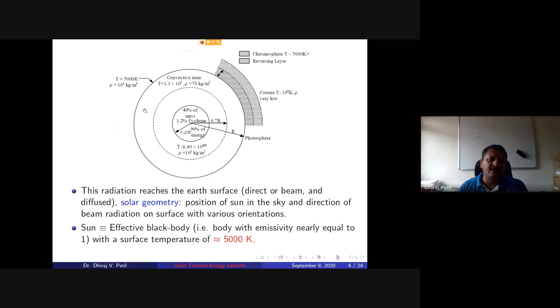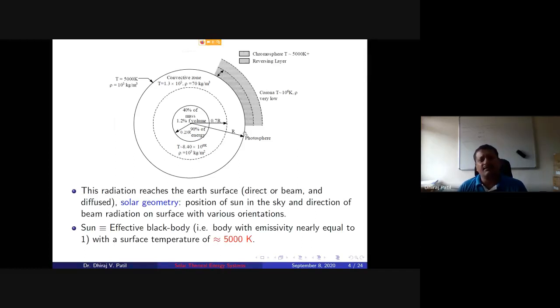So as we said, the sun is nothing but a body which is radiating energy, and it is also known as an effective black body, where the emissivity is nearly equal to 1, and with a surface temperature of 5000 Kelvin. So this is a very important factor in order to do any simulations or laboratory experiments.